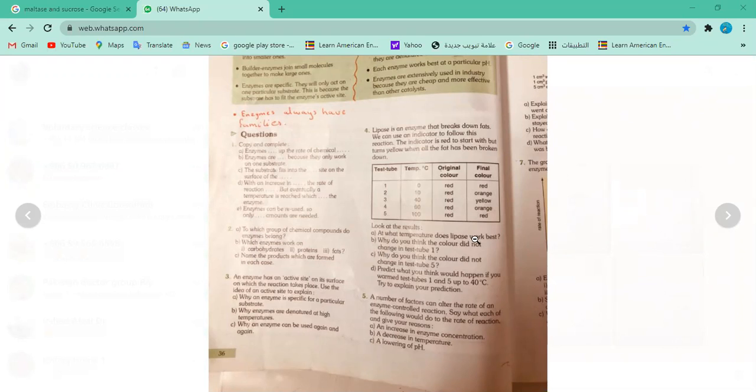A decrease in temperature. A decrease in temperature would decrease the rate of reaction because molecules become slower at the lower temperature, and they would collide less, so the substrate molecules would not fit into the active site of the enzyme.